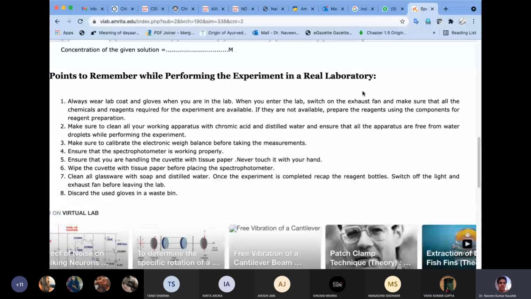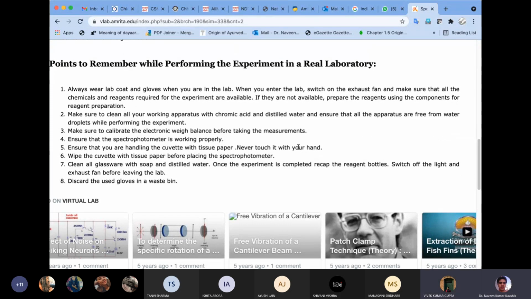Remember, while performing experiment in the real laboratory: Always wear lab coat and gloves when you are in the lab. When you enter the lab, switch on the exhaust fan and make sure that all the chemicals and reagents required for the experiment are available. If they are not available, prepare the reagents using the components for reagent preparation. 2, make sure to clean all your working apparatus with chromic acid and distilled water and ensure that all the apparatus are free from water droplets while performing the experiment.